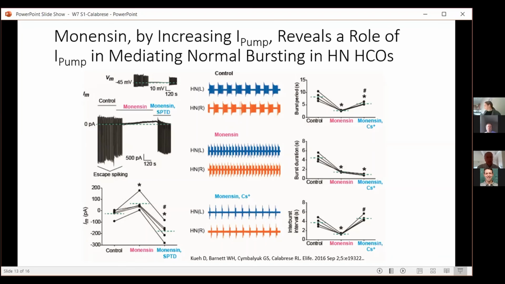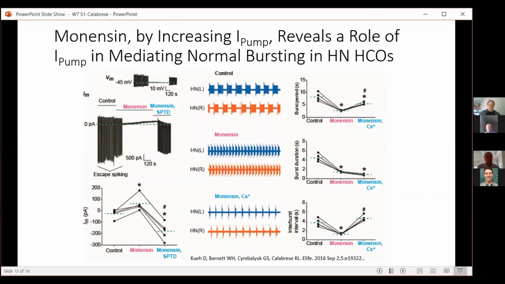At the same time, that amount of monensin, if we didn't voltage clamp, would lead to a significant decrease in the period of the system. Again, it's in a half center now, so you can see that. But if we block the H current, then you can see that the period change doesn't occur. What happens instead is that the burst durations decrease.